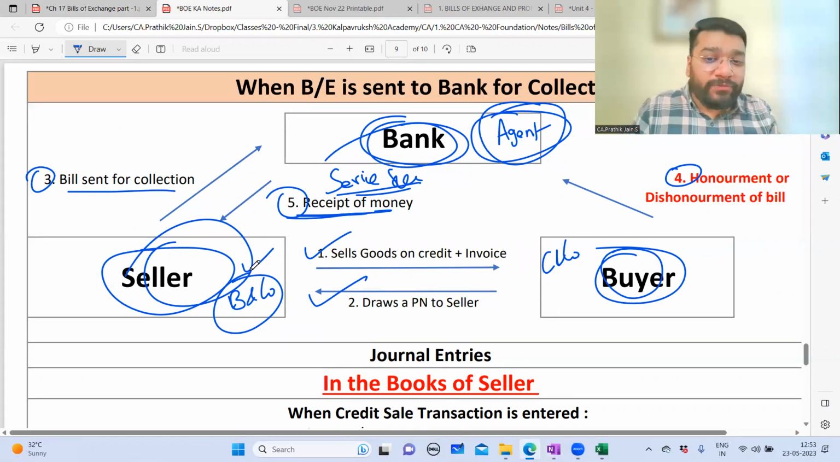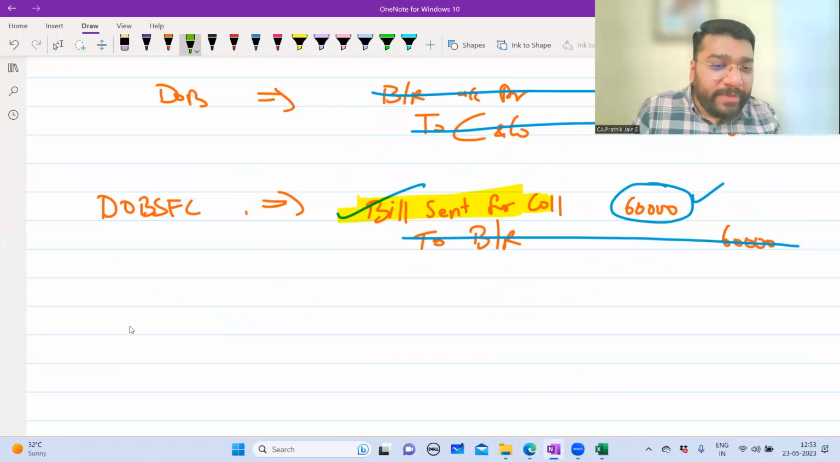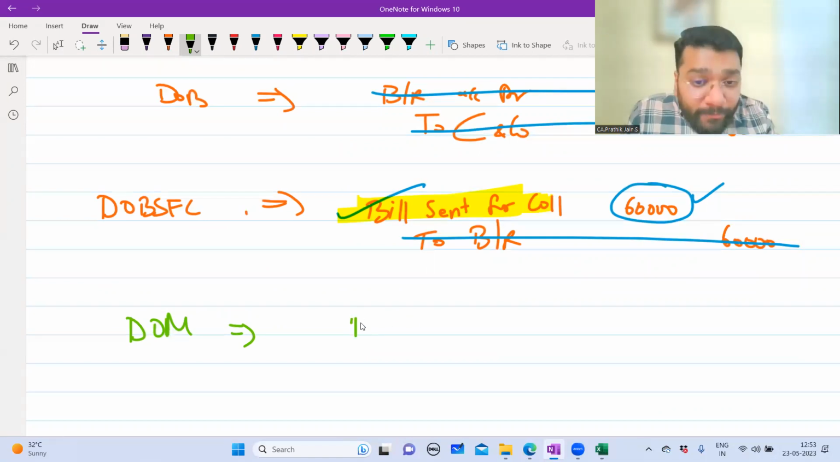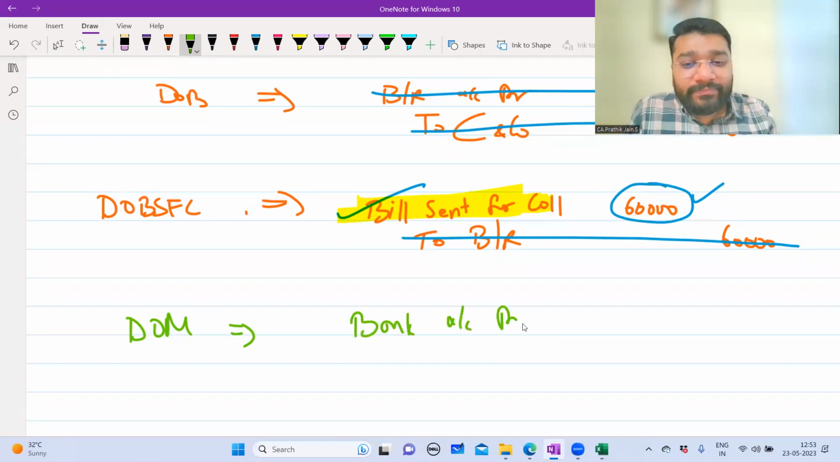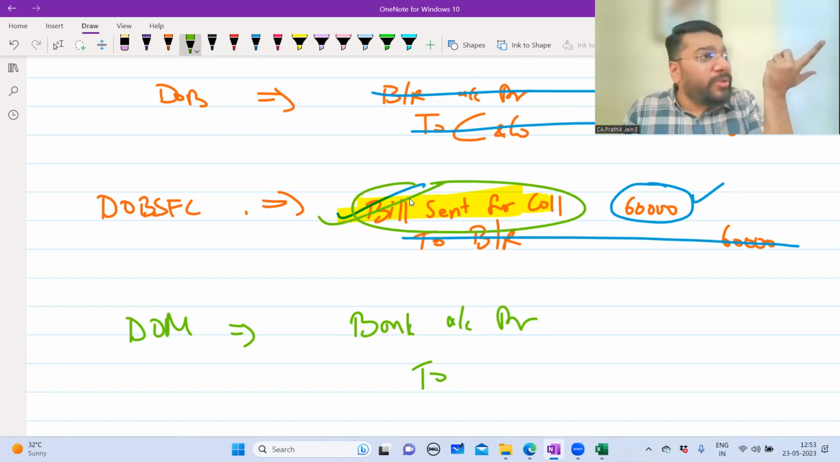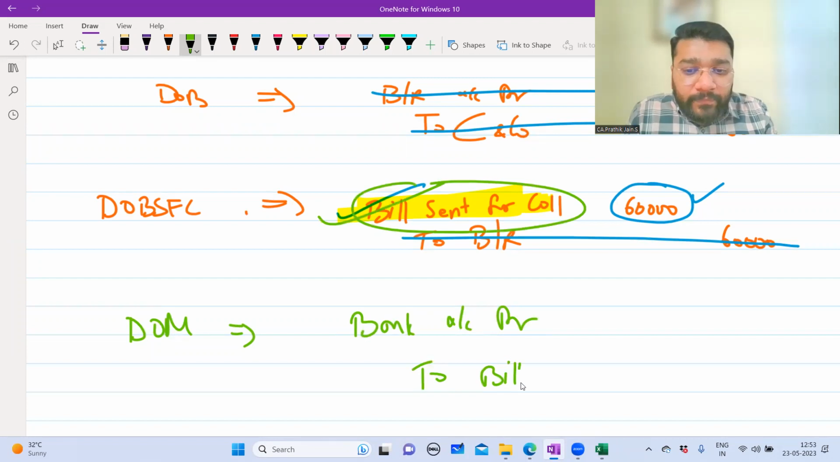So what is the fifth entry? On the date of receipt of money, or on the date of maturity, we are getting the money from the banker. Now the bank account will be debited because the banker will put the money in the bank account. And against that, don't you think this asset needs to be closed? Until you get the money, this is an asset. Once you've got this money, the asset has to be closed now. So to bill sent for collection.